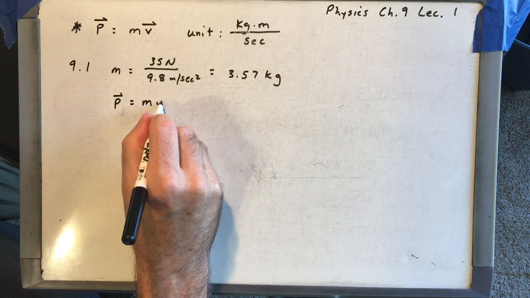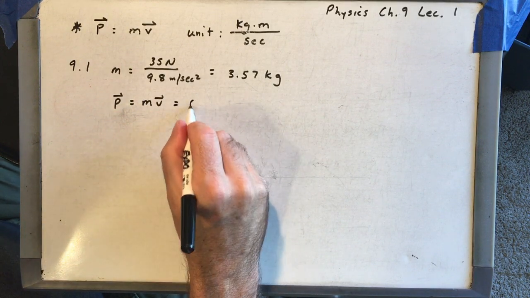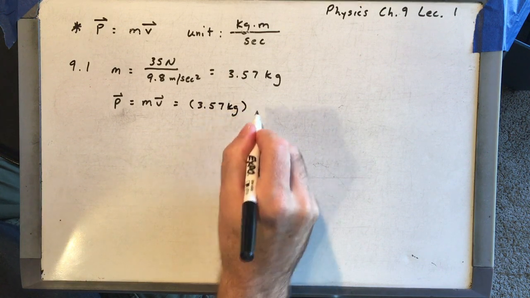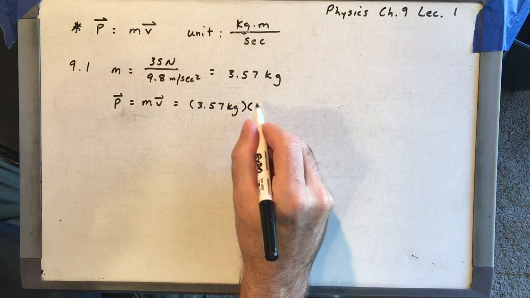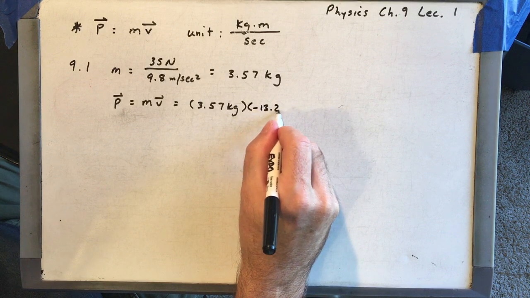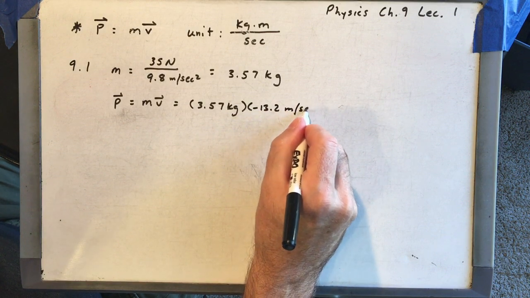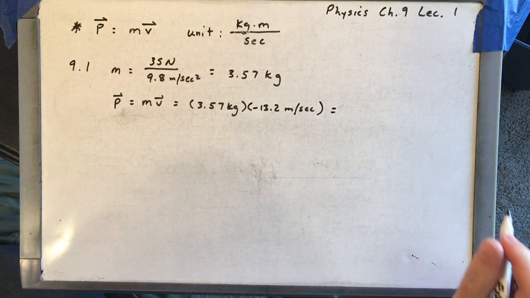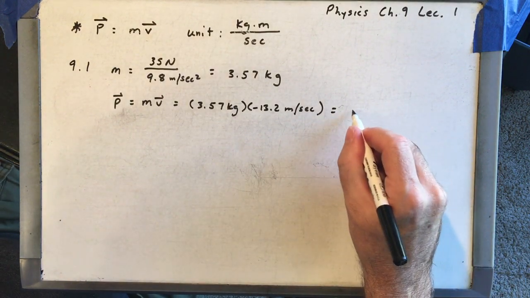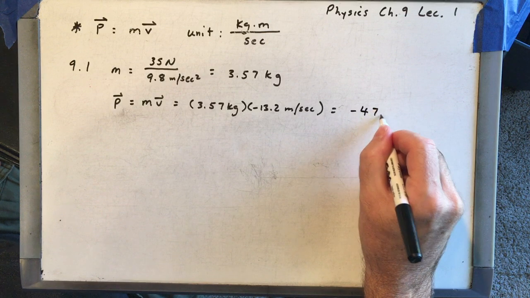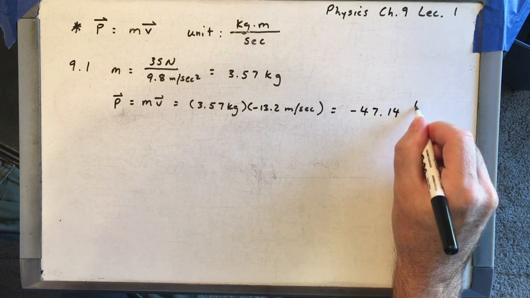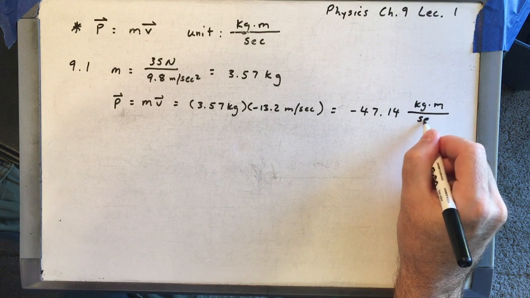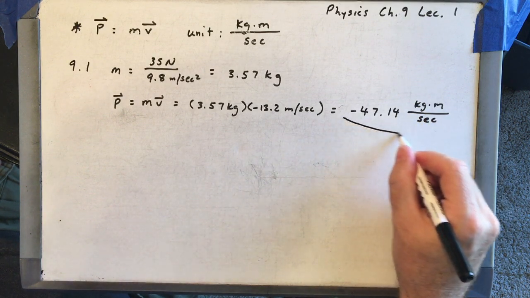Now we can calculate the momentum. It's mass times velocity. So that's 3.57 kilograms times the velocity of negative 13.2. I think the author wanted to give you one with a negative in the beginning just to show you how momentum can have a negative value. So negative 47.14 kilogram meters per second.